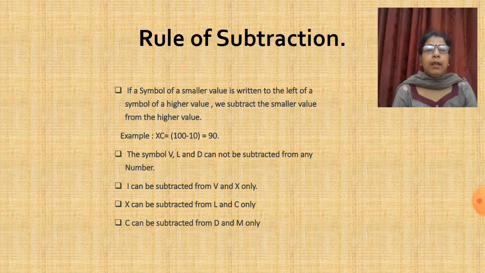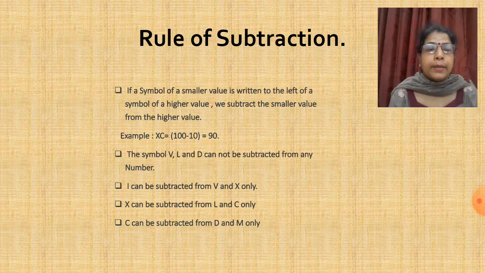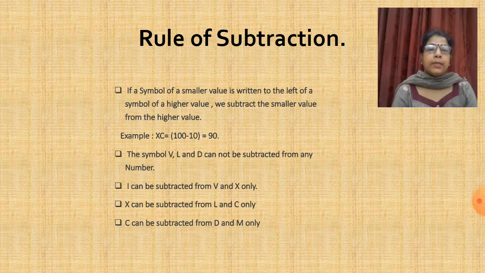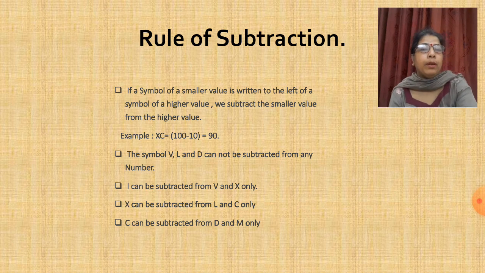The symbols V, L and D cannot be subtracted from any number. The symbol I can be subtracted from V and X only. Symbol X can be subtracted from L and C only. Symbol C can be subtracted from D and M only.